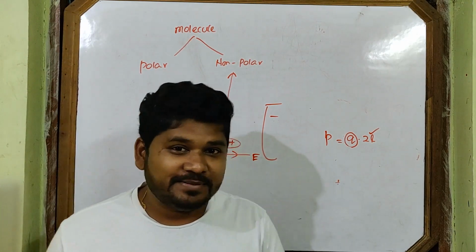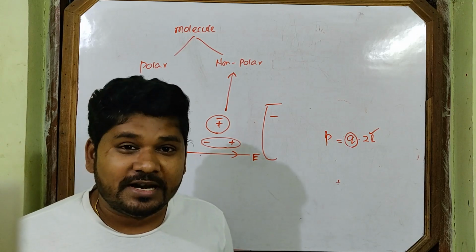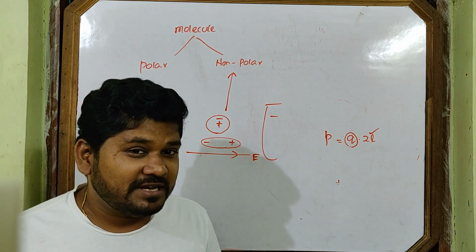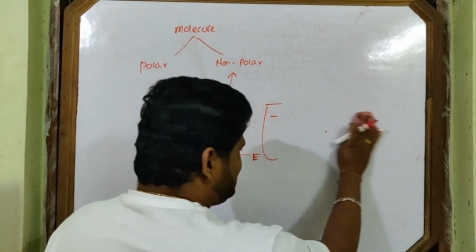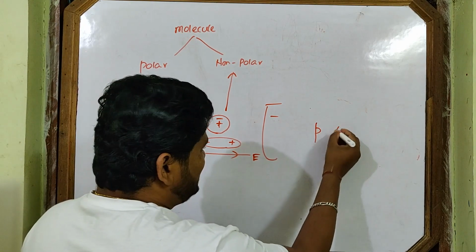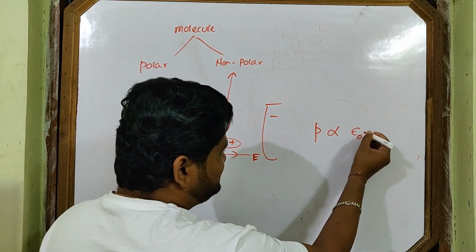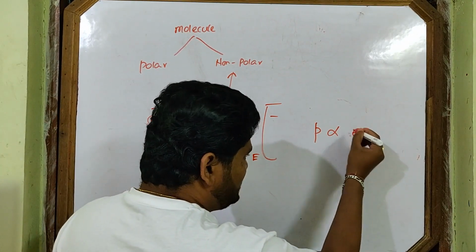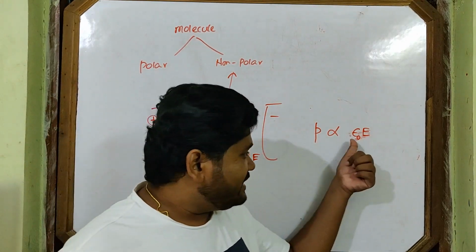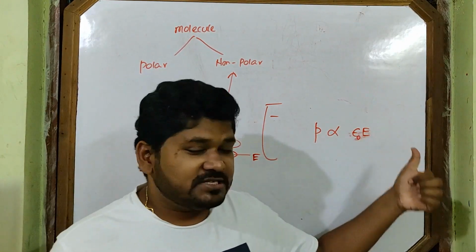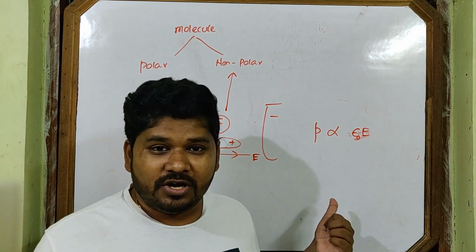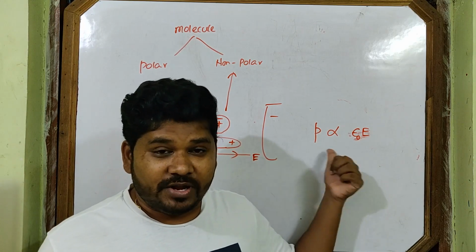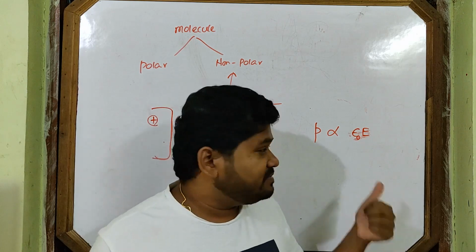More is the external electric field, more is the induced dipole moment. What is the relation? Directly proportional or inversely? Obviously, directly proportional. So let's write the relation: p is directly proportional to epsilon naught E, the electric field applied. But we have to write one epsilon naught here. Why are we writing this? To make the equation dimensionally consistent, so it obeys the dimension law. To make both sides the same dimension, epsilon naught is added here.